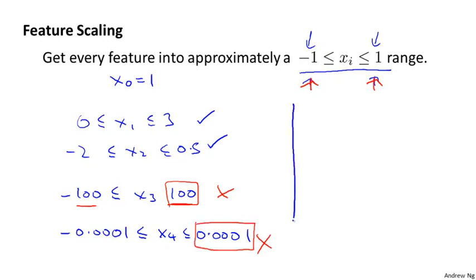Different people have different rules of thumb, but the one that I use is that if a feature takes on a range of values from, say, -3 to +3, I usually think that should be just fine. But maybe if it takes on much larger values than +3 or -3, I might start to worry. And if it takes on values from, say, -1/3 to 1/3, I think that's fine too. Or 0 to 1/3, or -1/3 to 0. That's the typical range of values I consider okay. But if it takes on a much tinier range of values like x4 here, then again I might start to worry.